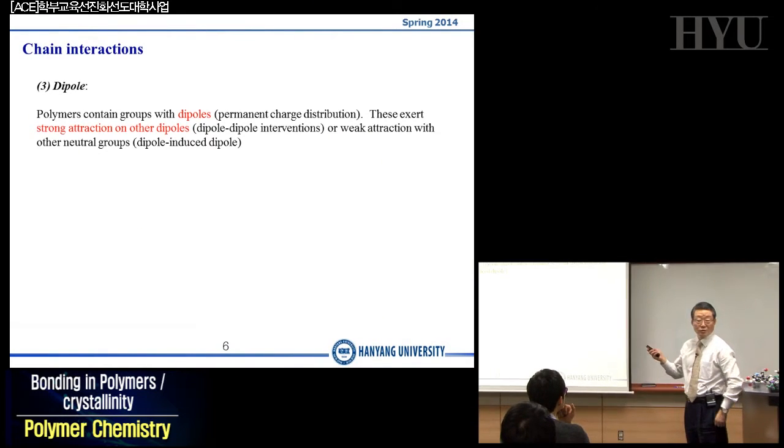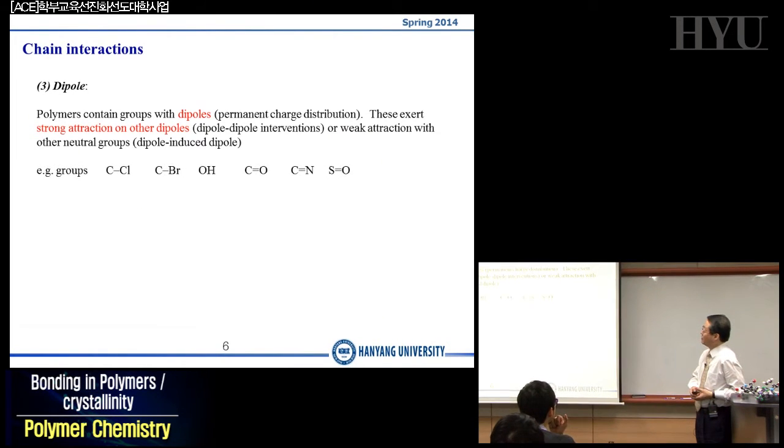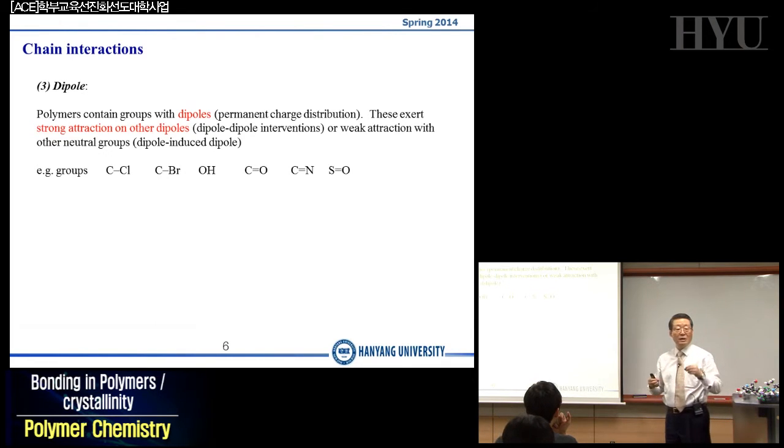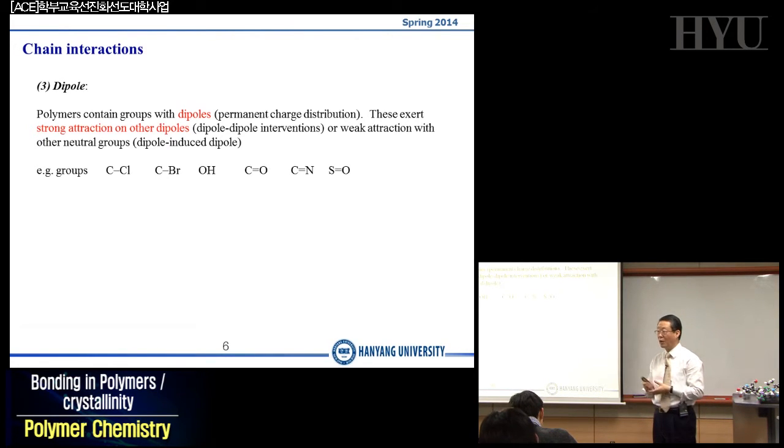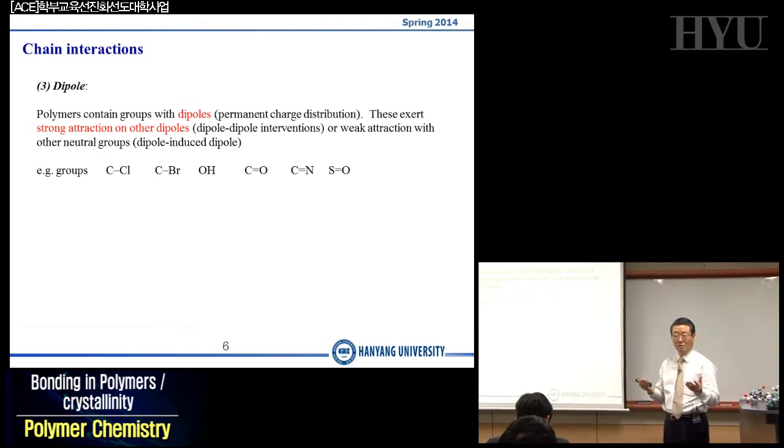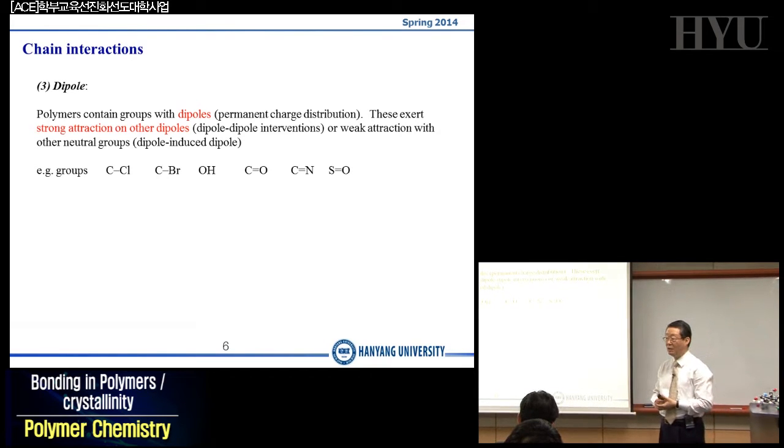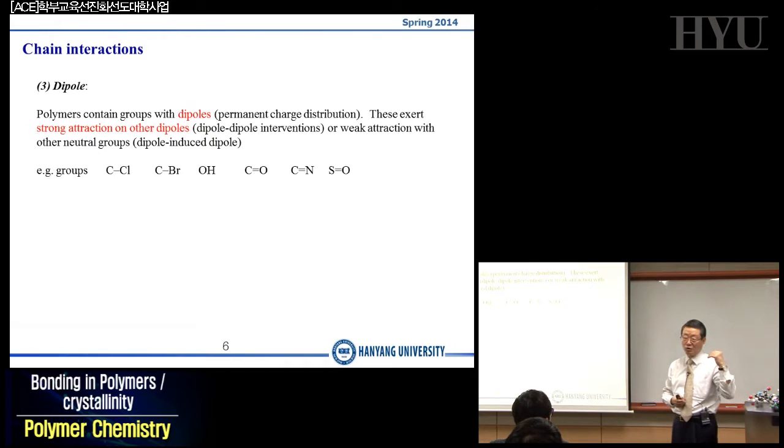Okay, dipole interaction is also important, as we have just seen. Now, the halogen atoms, such as chlorine and bromine, have three unshared electron pairs, as you can imagine. Those unshared electron pairs will be used for dipole-dipole interactions. So any compound that contains halogens, such as polyvinyl chloride or polyvinyl bromide, is affected. Polyvinyl chloride is abbreviated as PVC.